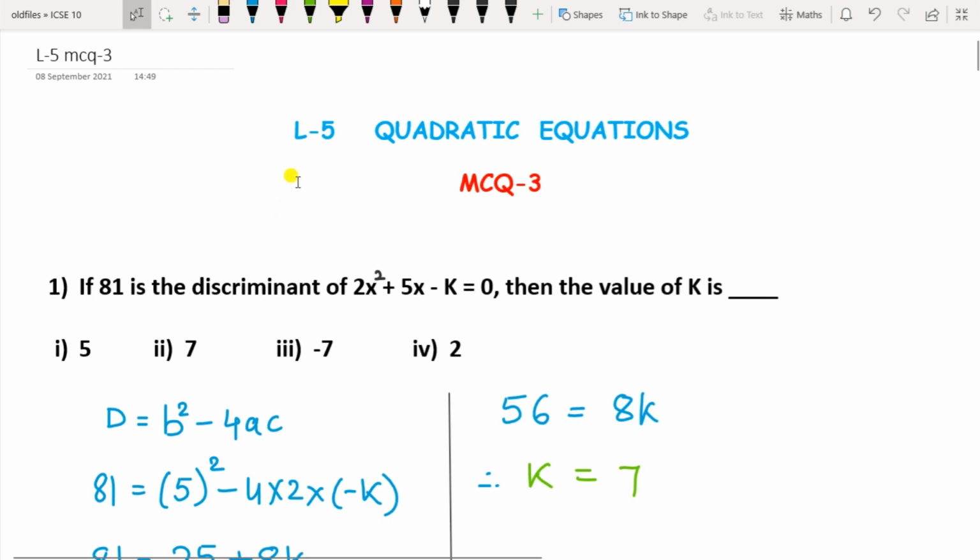This video is on MCQs of lesson 5 quadratic equations. Already I have shared 2 videos on this topic. This is the third video.